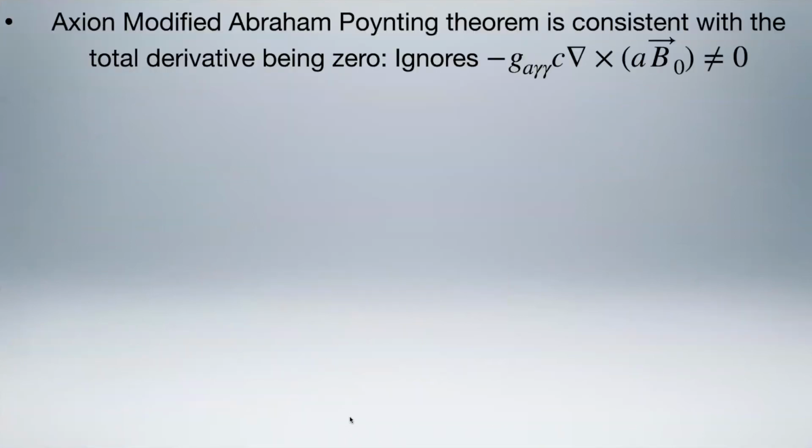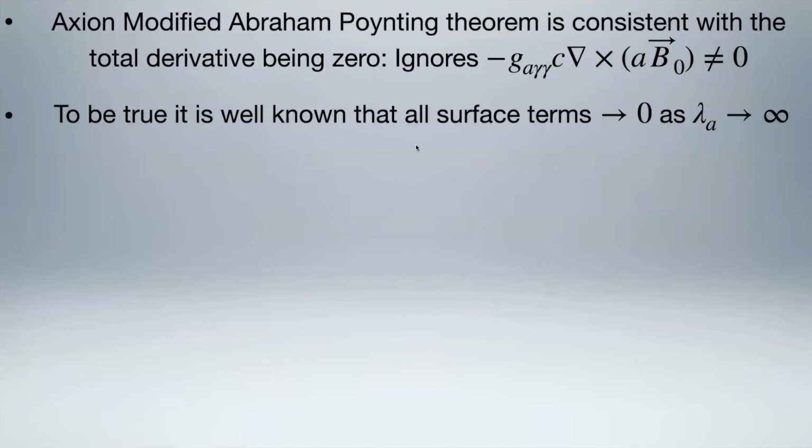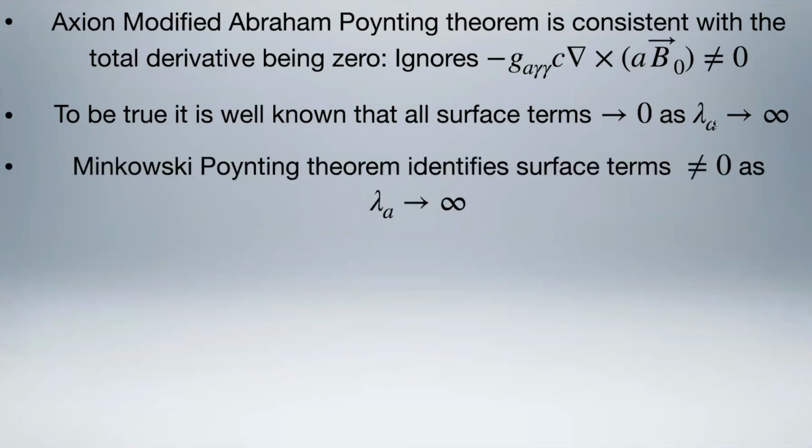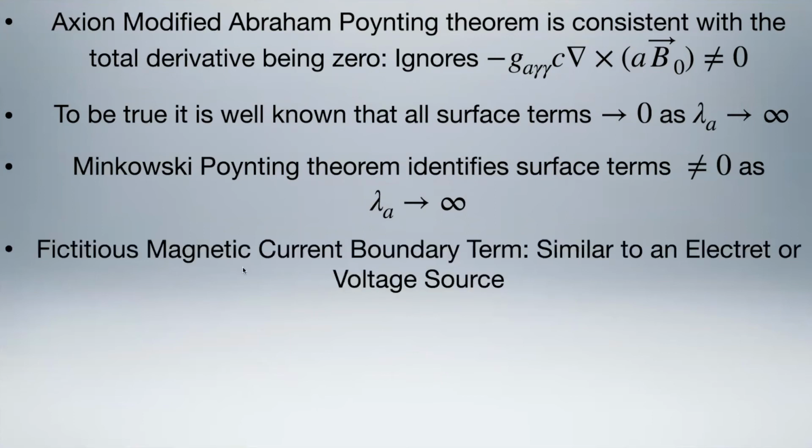The axion modified Abraham Poynting theorem is consistent with the total derivative being zero, and it ignores the fact that the curl of this is non-zero. To be true, it's well known that all surface terms must go to zero as the Compton wavelength approaches infinity. The Minkowski Poynting theorem identifies surface terms that do not equal zero, and this is a fictitious magnetic current boundary term, similar to an electrode or a voltage source.